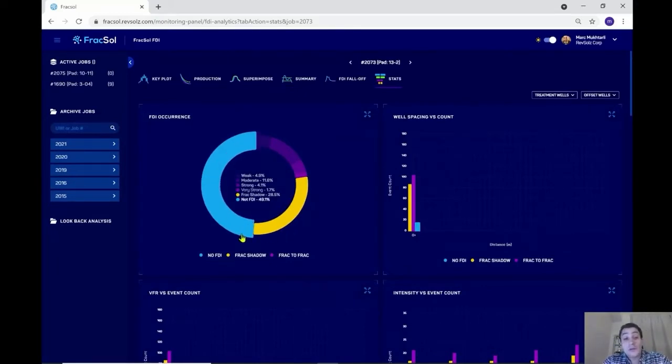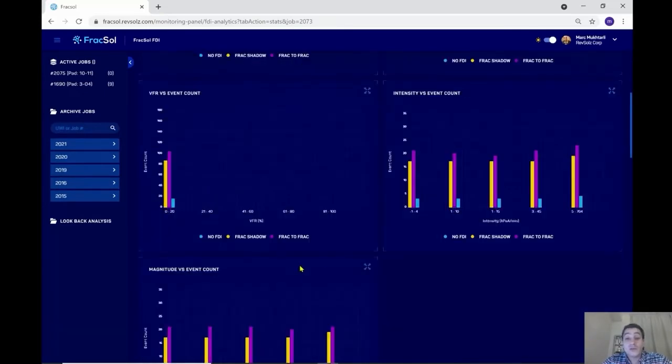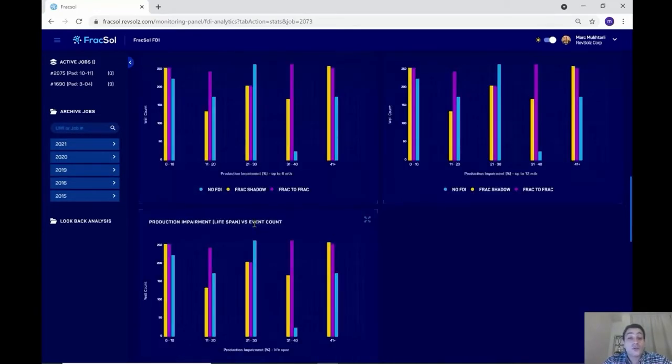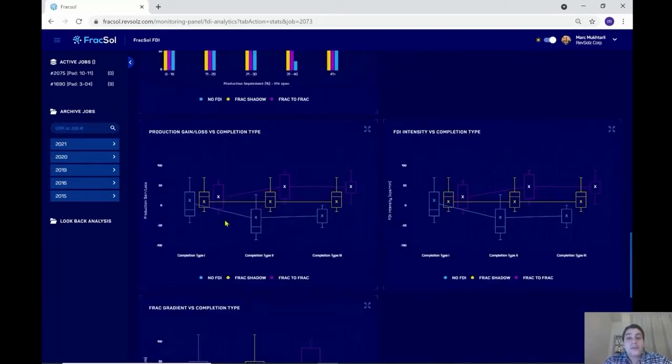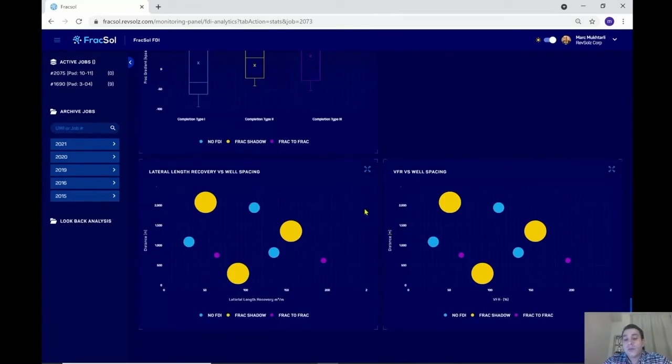The stats section is going to summarize all your assets' information: how many FDIs have been identified, how many events have been identified but are not FDIs, how many frac shadows, how many frac to frac communications you have. You are going to see the relationship between the FDIs versus intensities and magnitudes of your assets, production impairment at 6 months, 12 months, lifespan, and then the completion type versus production impairments, and of course the bubble charts, bubble maps, which are going to give you more information about which area is highly affected by the FDIs.